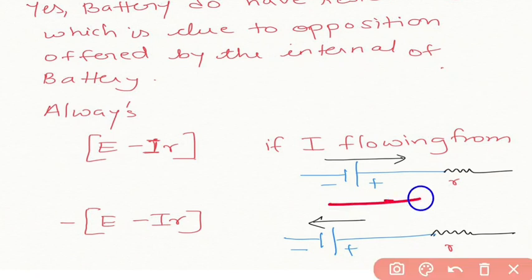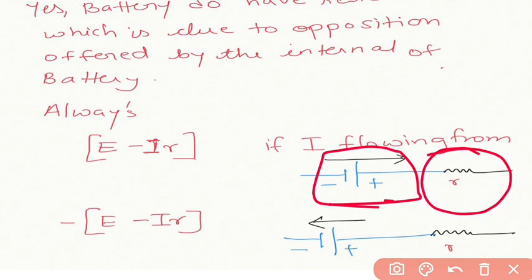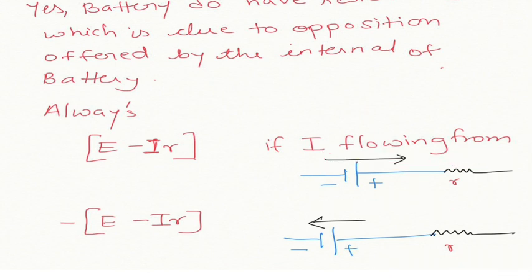There is a battery here, and this is its internal resistance, which I have represented with small r. If the direction of current flow is in this direction, then this equation will be used: E minus Ir. That means the actual potential difference, or actual EMF, of the battery is reduced by the internal resistor.